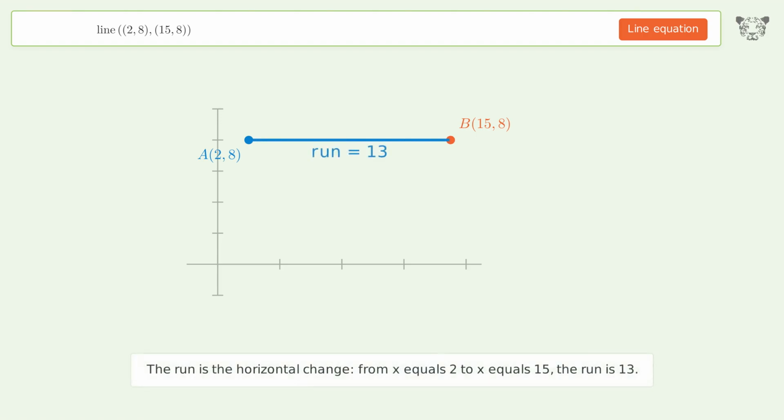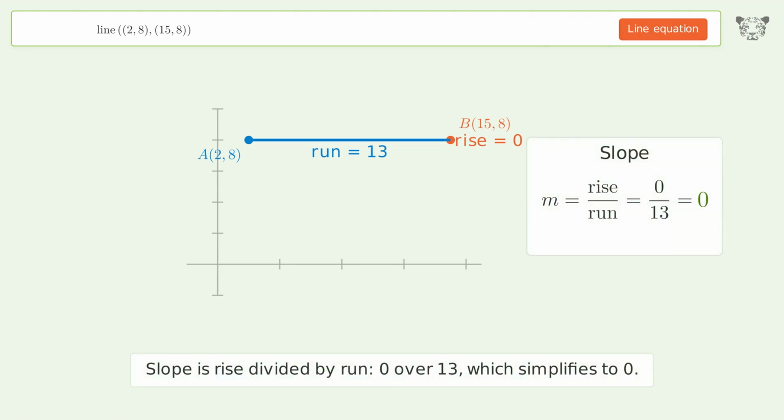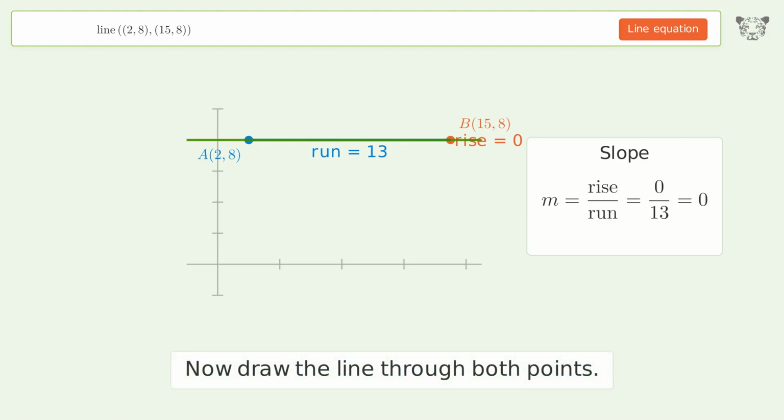The run is the horizontal change, from x equals 2 to x equals 15, the run is 13. The rise is the vertical change, from y equals 8 to y equals 8, the rise is 0. Slope is rise divided by run, 0 over 13, which simplifies to 0. Now draw the line through both points.